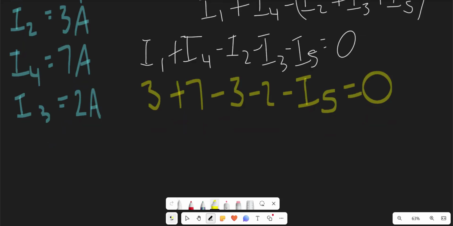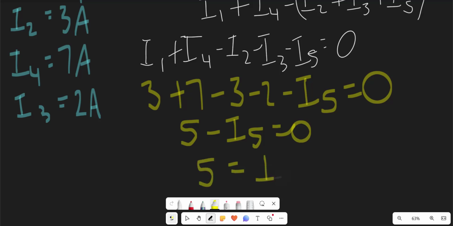And all that will be equal to 0. So 3 plus 7 is 10, 10 minus 3 is 7 again. Minus 2 is 5. So we have 5 minus I5 is equal to 0. So it's simply just going to be 5 is equal to I5. So I5 is 5 amps. So congratulations if you figured that out.